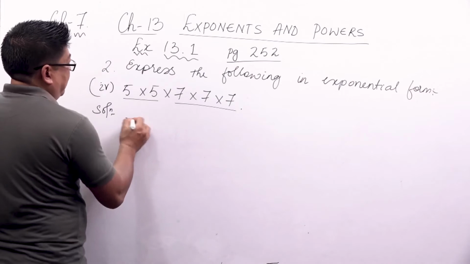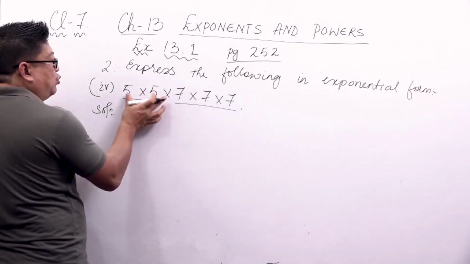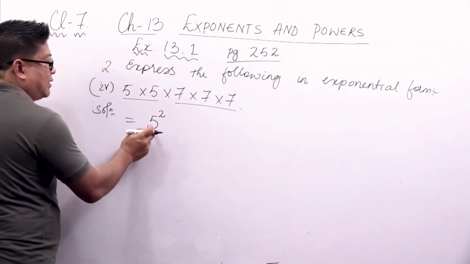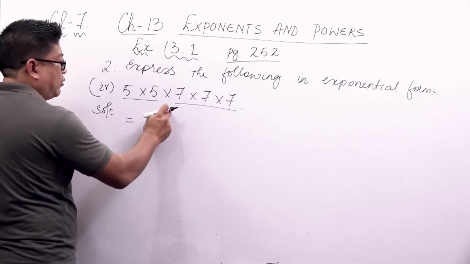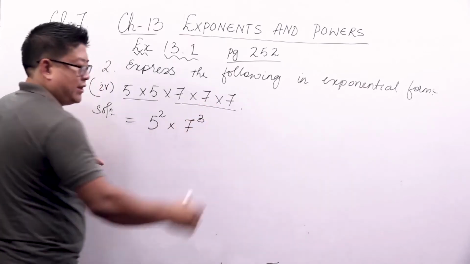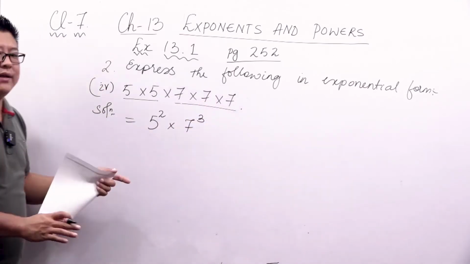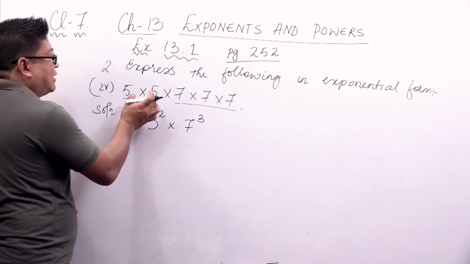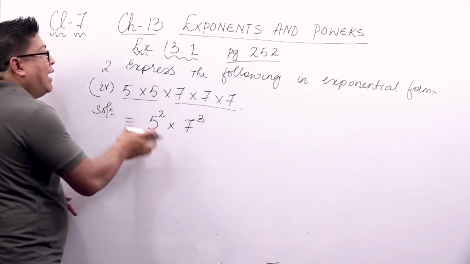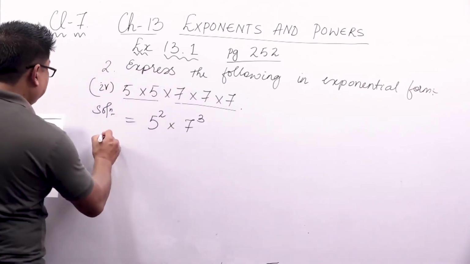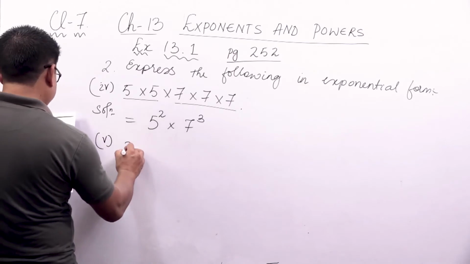So here, let's combine these. 2 5s, so 5 to the power 2. 5 into 5 means 5 2 times. So 5 to the power 2. 7, 1, 2, 3. So 7 3 times. Okay, this is quite simple, all right? You simply have to understand which are the bases and how many times each base is being multiplied. Okay, let's look at the next exercise.